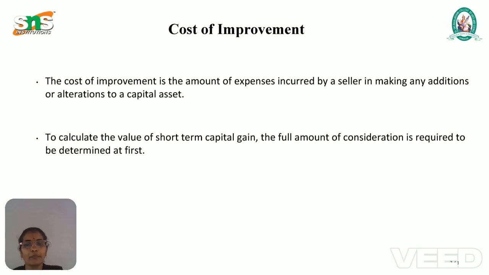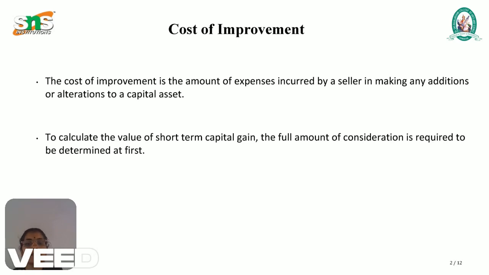Under capital gain, we have to consider the cost of acquisition and the cost of improvement. While calculating the cost of improvement, we have to consider two important rules. One is that we make any addition, alteration or expansion to the particular asset. For example, if you alter a house, that alteration or expansion will be treated as a cost of improvement.